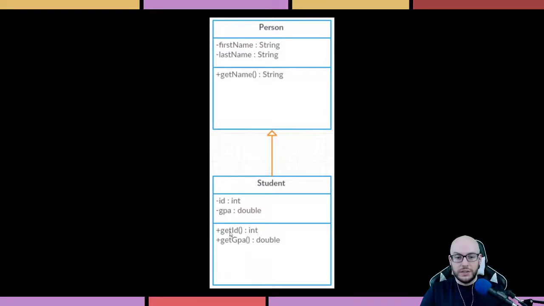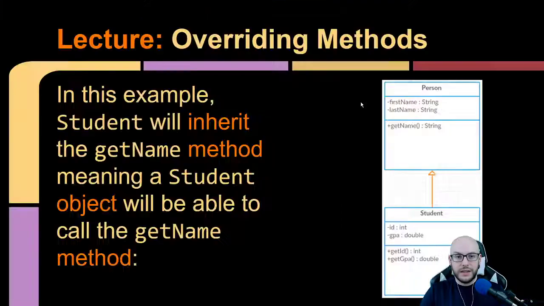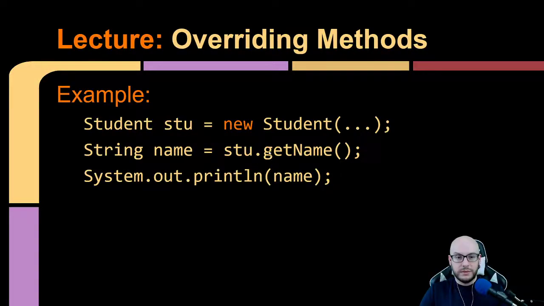So in addition to this stuff, student is also going to have things like get first, get last, getName. In this example, the student will inherit the getName method, meaning a student object will be able to call the getName method, right? We've seen that in IntelliJ, where if I take my student object and I tell it to invoke a method, I see a list of methods it can call, including get first, get last.